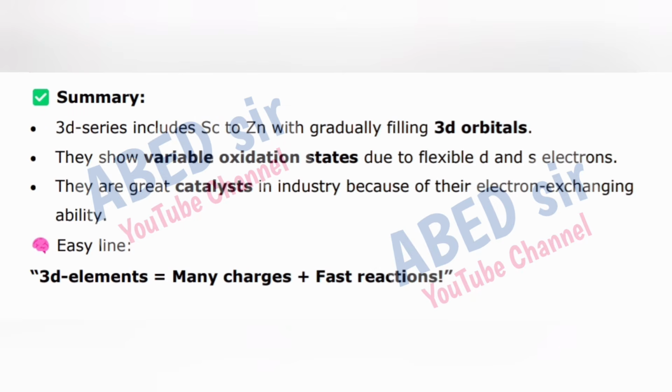Summary: 3d series includes Sc to Zn with gradually filling 3d orbitals. They show variable oxidation states due to flexible d and s electrons. They are great catalysts in industry because of their electron exchanging ability. Easy line: 3d elements is equal to many charges plus fast reactions.